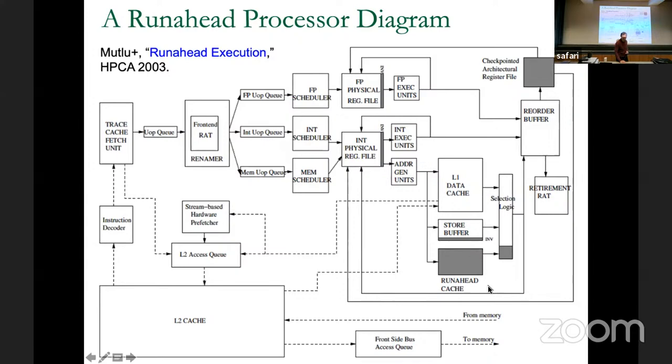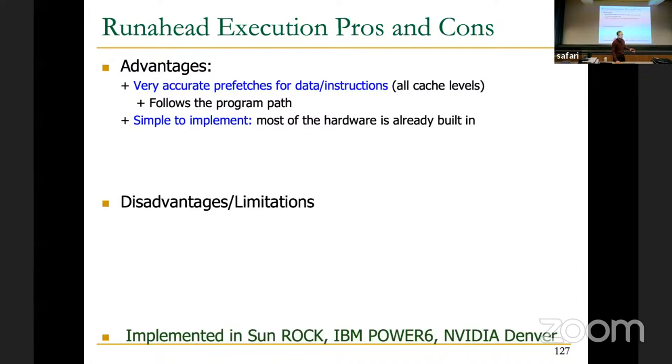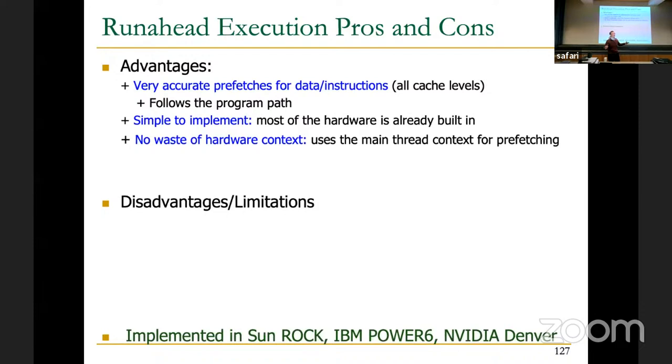So the overheads are relatively small, basically. The advantage is this actually generates very accurate prefetches for data and instructions because it follows the program path, right? To all cache levels. In fact, many works have shown that the accuracy of prefetches is more than 95%. It's simple to implement. As I said, most of the hardware is built in. No waste of hardware context. It used the main thread context for prefetching. But you could also do this on a separate context. And as we will see later, you could also design a specialized structure to do this. And we will see the reasons for it also.